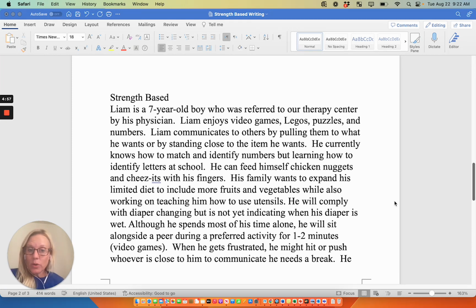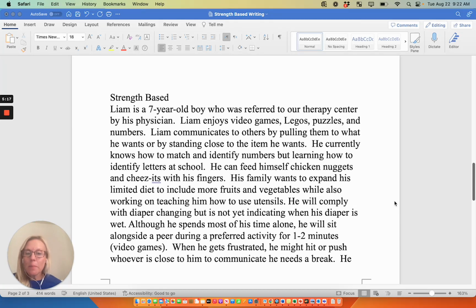Liam enjoys video games, Legos, puzzles, and numbers. Okay, so I'm setting that stage for what he likes. He communicates to others by pulling them to what he wants or by standing close to the items he wants. So instead of saying he's nonverbal, right, I'm saying how he does communicate. So that way I know, as a therapist, when he's trying to tell me something.